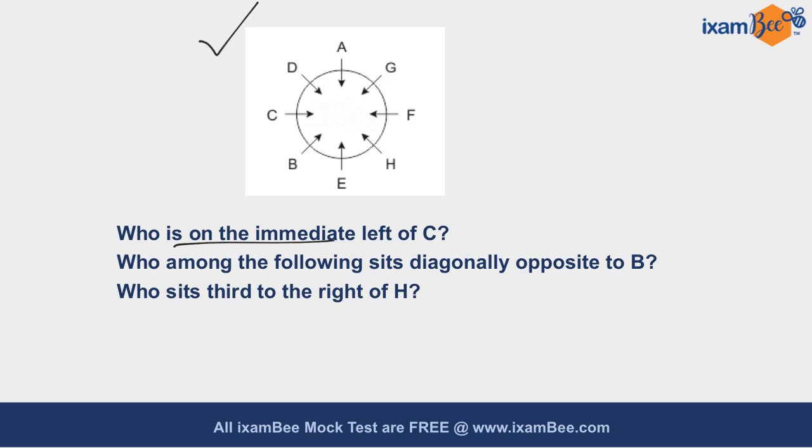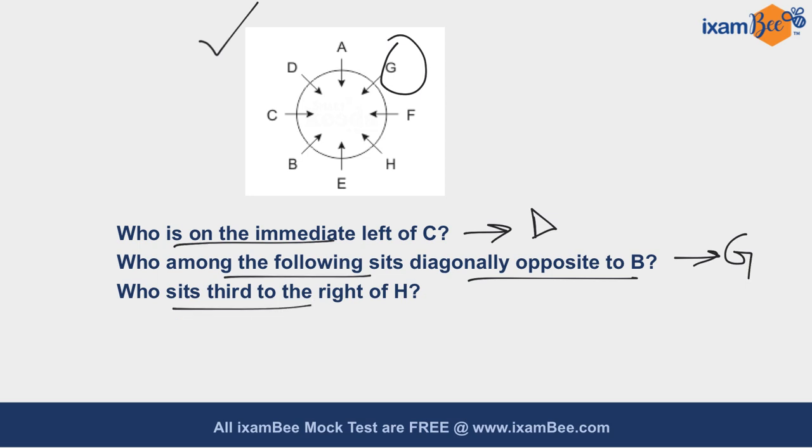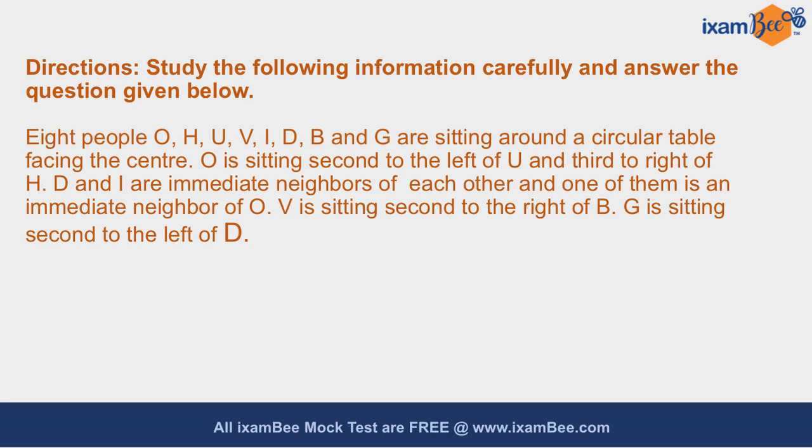Who is on the immediate left of C? Clearly D is sitting on the immediate left of C. Second question states, who among the following sits diagonally opposite to B? Clearly G is sitting diagonally opposite to B, so G is the correct answer. Your third question states, who sits third to the right of H? Now you know that A is sitting third to the right of H, so A is the correct answer. Let us now discuss the next question.